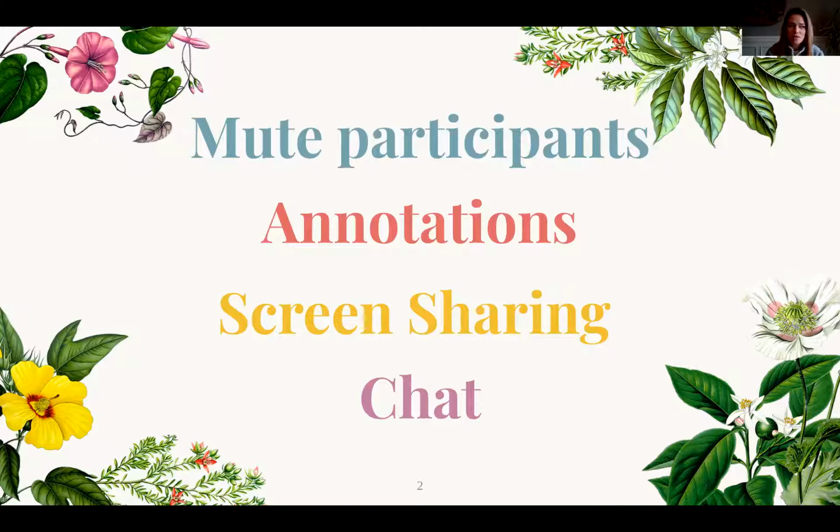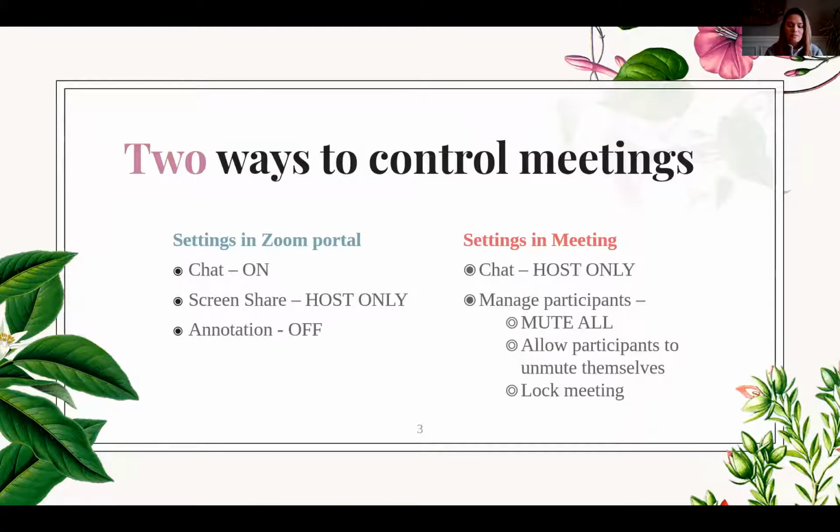So there are two ways to control meetings. The first is settings in your Zoom portal, and we'll talk about that. That's where you want to make sure that chat is actually on, where your screen share is set to host only, and where your annotation is off. So let me show you what I mean by that. I'm going to stop sharing and share another way.